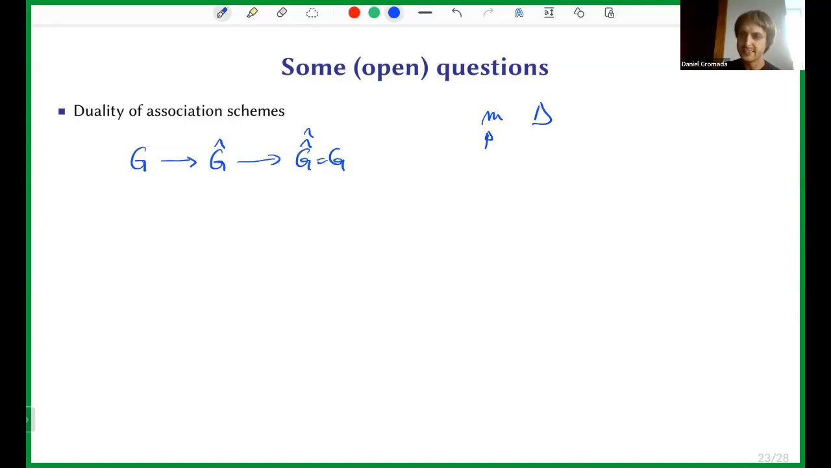If the first one is abelian, then the other is actually a classical group. If the first one is a classical group, the dual is an abelian quantum group, and so on. So this works really nicely.